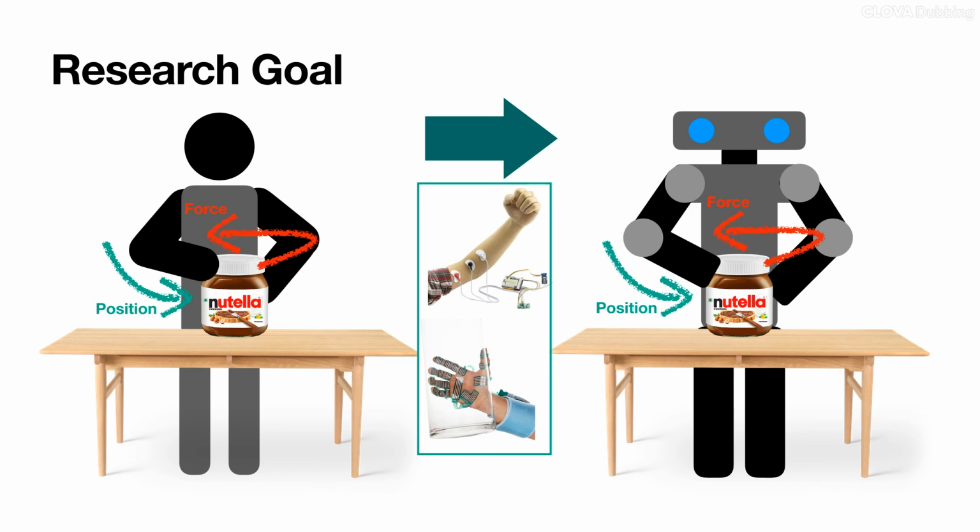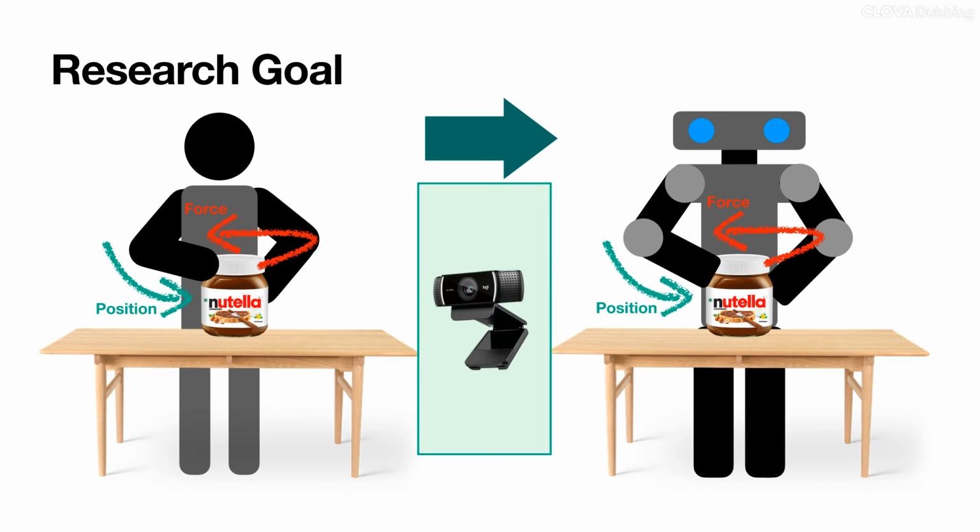To do this, existing works usually rely on special devices such as SEMG sensor or grip force sensor. However, this makes the whole framework hard to use, less accessible, and less generalizable. To overcome this issue, we propose a vision-based tele-impedance system, which relies on an affordable webcam. This enables us to build easy-to-use, accessible, and generalizable tele-impedance control system.